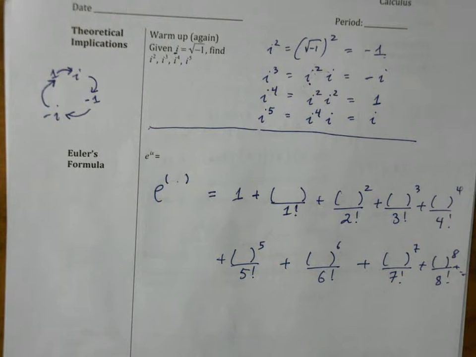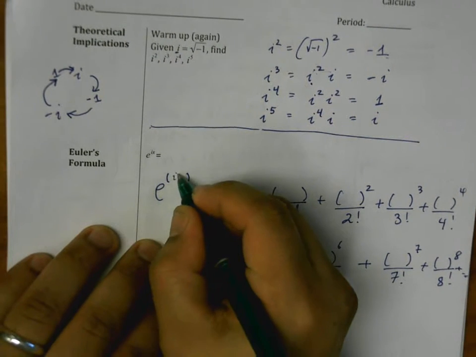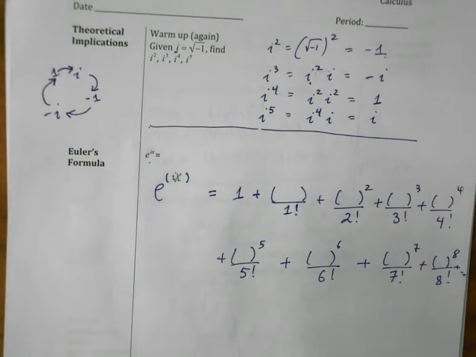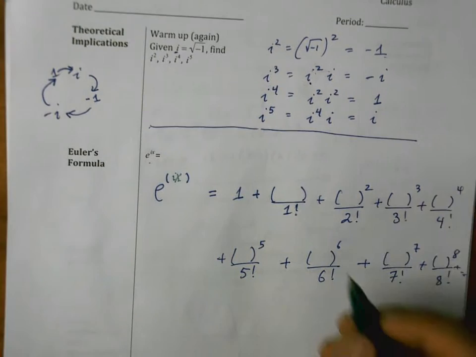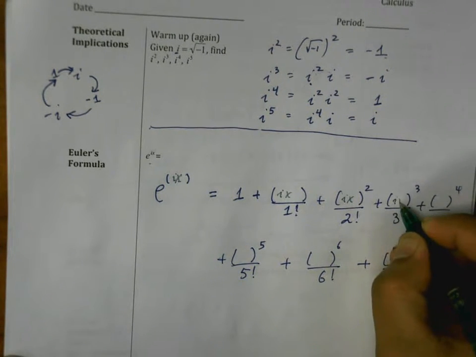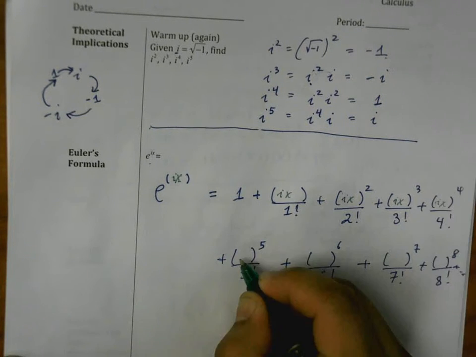But that's enough for us to work with and put the values in there. So let's put ix in here, since this is e to the ix. And you might be wondering, what the heck does an imaginary exponent really mean? Well, I'm going to show you. So we put ix into all of these, and let's see what happens.